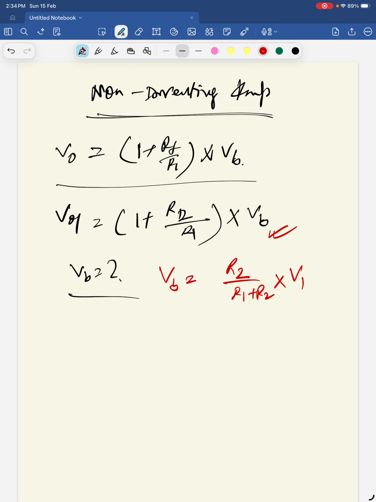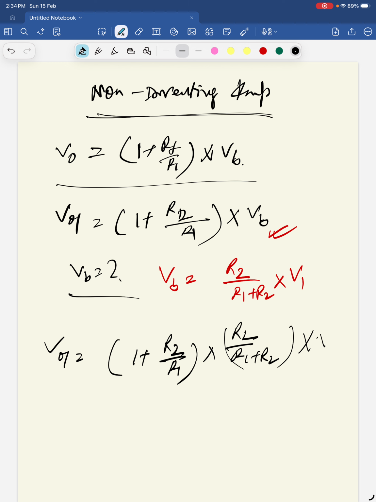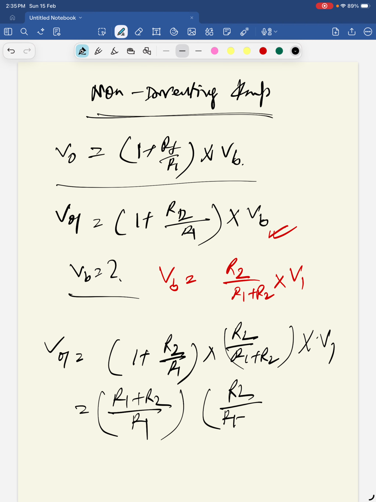So we get VB. So now, what is V01? 1 plus R2 by R1 into VB, which means R2 by R1 plus R2 into V1. If you calculate this one, R1 plus R2 divided by R1 will come out. And this is already R2 by R1 plus R2 into V1. So this one cancels out, this R1 plus R2, sorry.